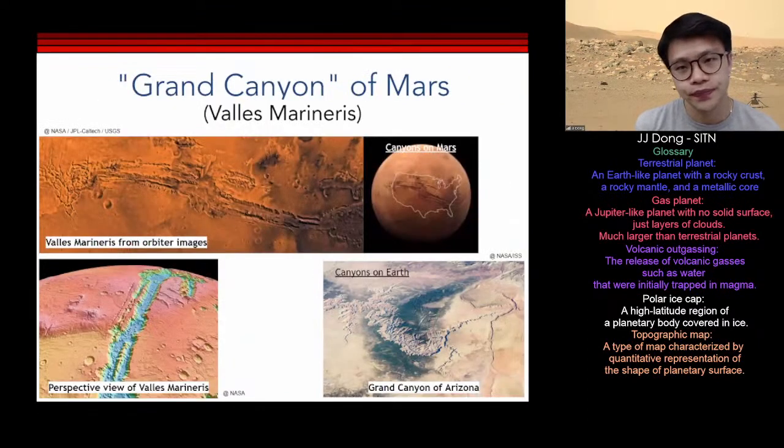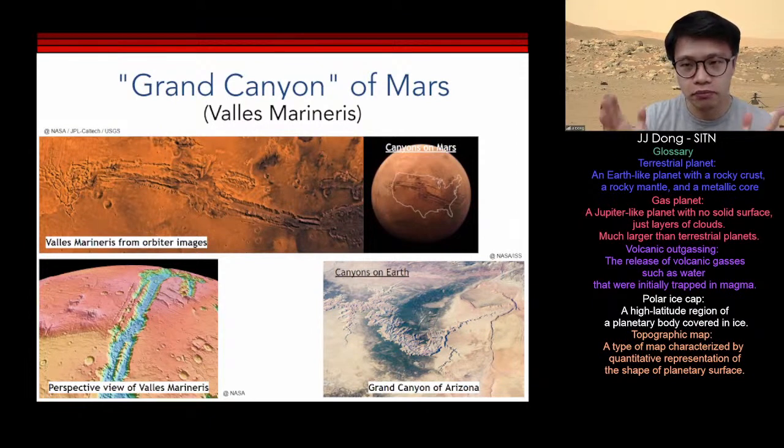Next slide, please. So the shorelines we just saw are not the only geological features that might have been associated with water on Mars in the past. I already mentioned this canyon, Valles Marineris. This canyon on Mars bears a lot of resemblance to the Grand Canyon of Arizona. The bottom right picture is an image of the Grand Canyon of Arizona taken from the International Space Station. It's very similar to the Grand Canyon of Mars, which is Valles Marineris.